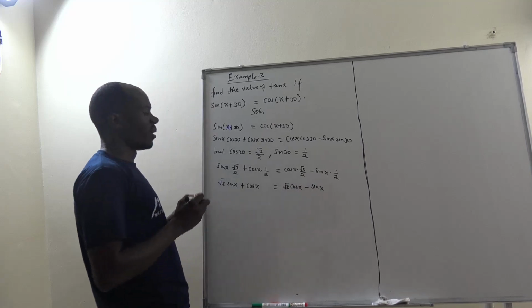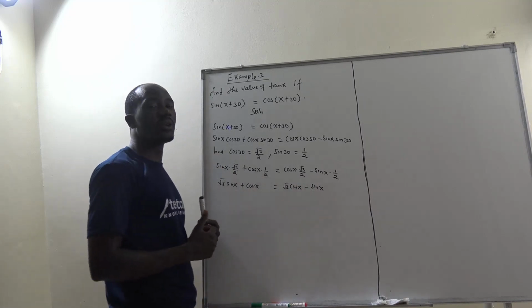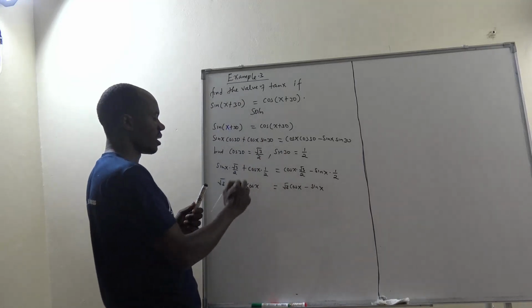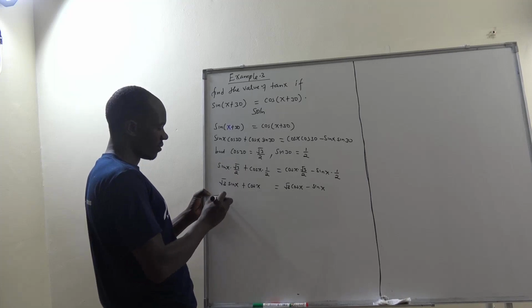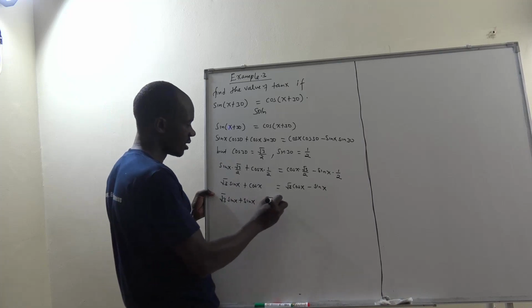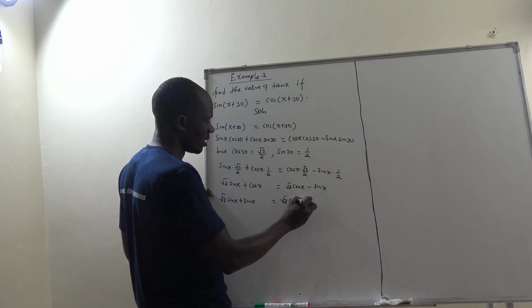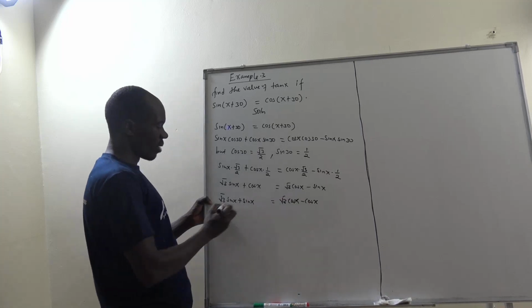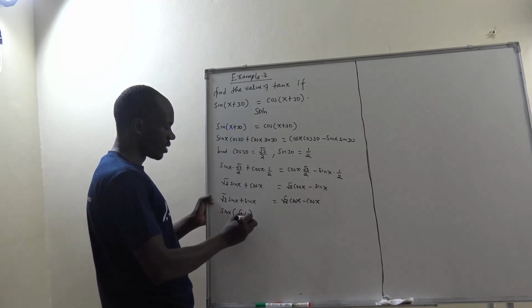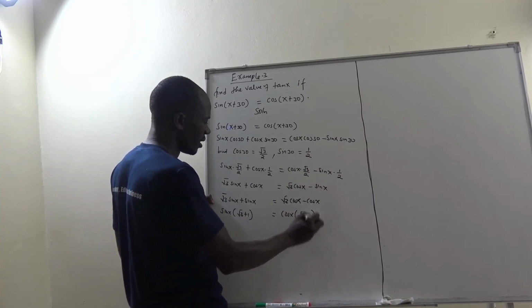Then can we collect like terms? Those ones with sine x come together, and those ones with cos x we also take to the corresponding component. Sine is a negative; when it comes in, it becomes a positive. So we are having root 3 sine x plus sine x equals root 3 cos x minus cos x. What is common here is sine x into root 3 plus 1, which is equal to cos x into root 3 minus 1.